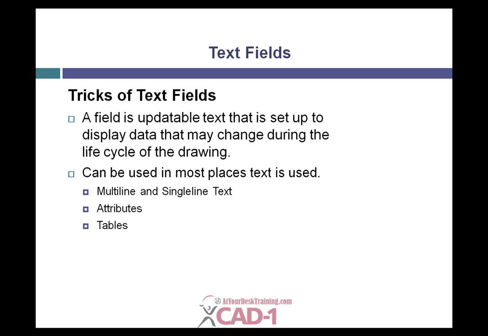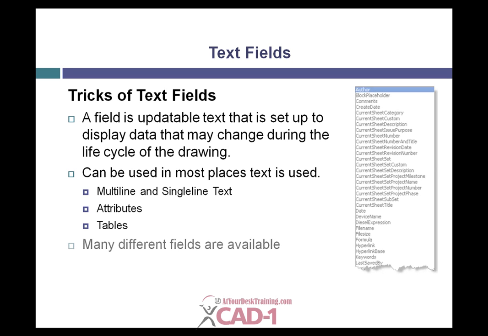Text fields can be used just about anywhere that you can use text. It can be in a piece of MText, it can be in a piece of DText. You can use it in attributes that are defined within a block or tables as well. And there are a lot of different fields that are available for us. Fields can reference objects in my drawing. Fields can reference Sheet Set Manager. They can also reference system variables in AutoCAD or in Windows as well.